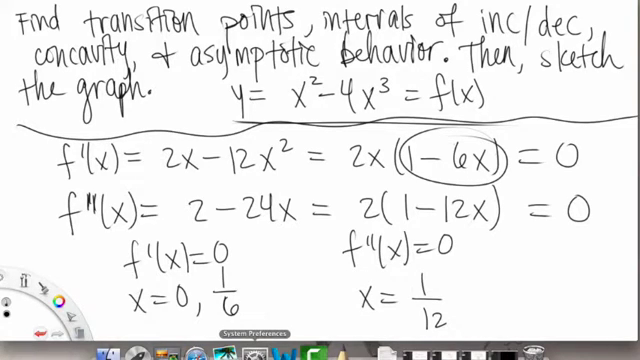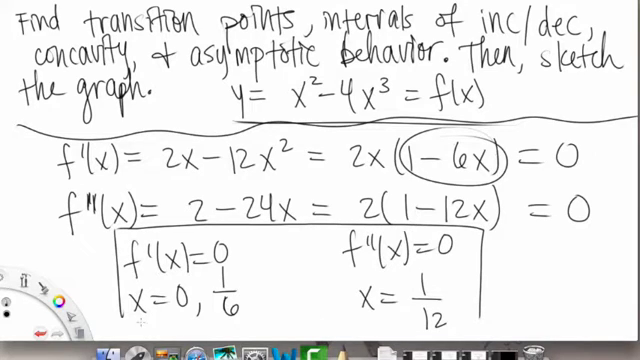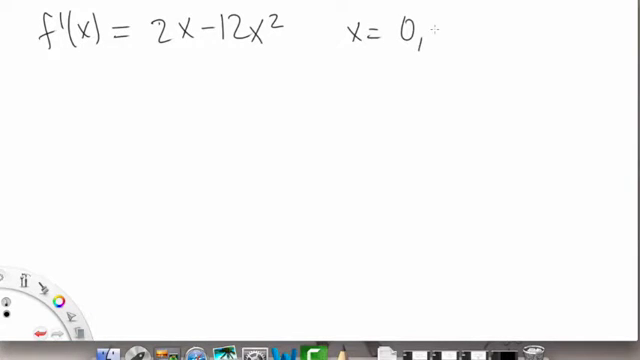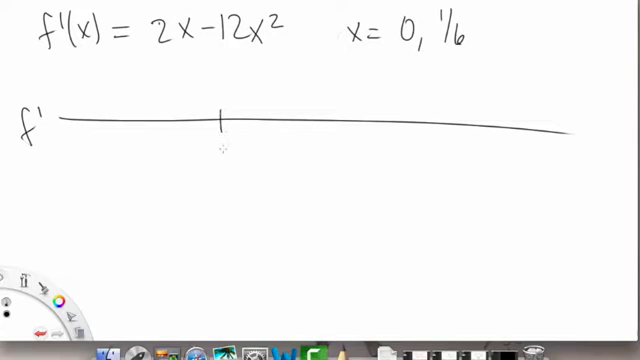So let's do a sign analysis for both of these. We found the critical points for both of them, and they could be transition points, but we're not sure yet. Let's do f prime of x first. So f prime of x is equal to 2 times x minus 12x squared. Our transition points are 0 and 1 over 6. So we have our f prime, and we're at 0, and one of them is 1 over 6. Let's pick our easy points. That'll be like a -1, this one I'll make 1 over 10, which is kind of easy, and then a 1.